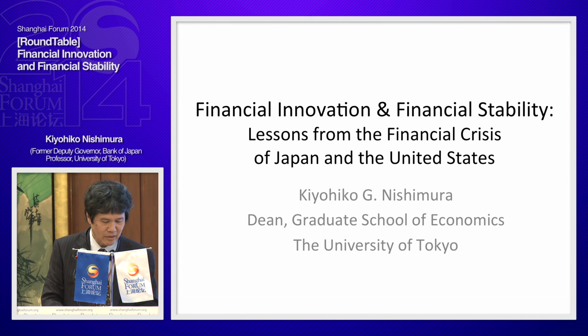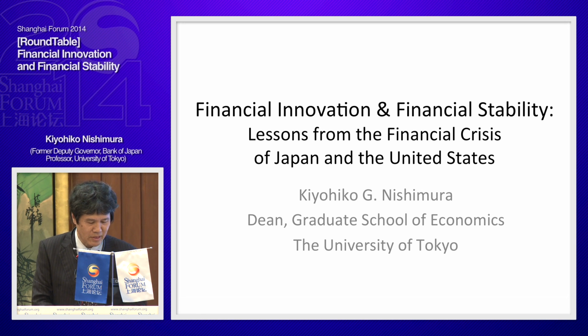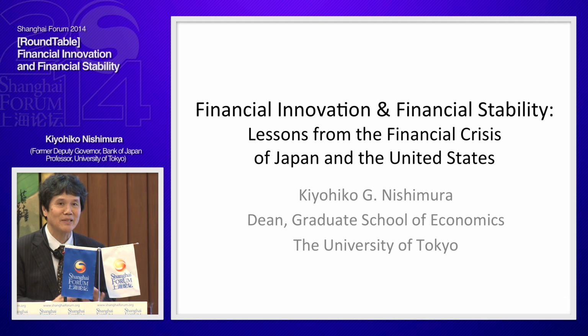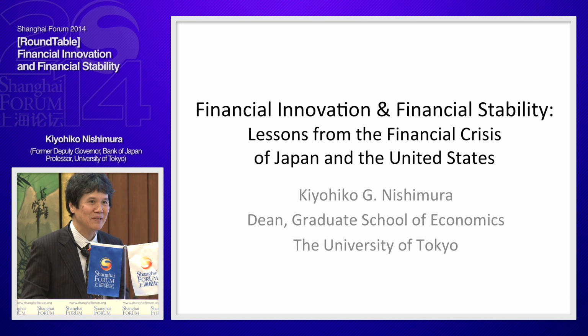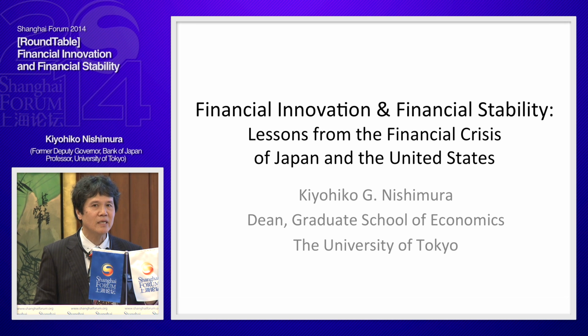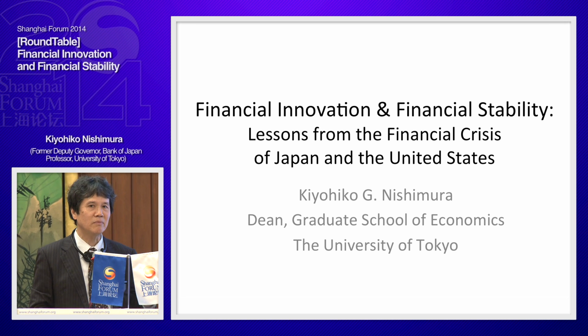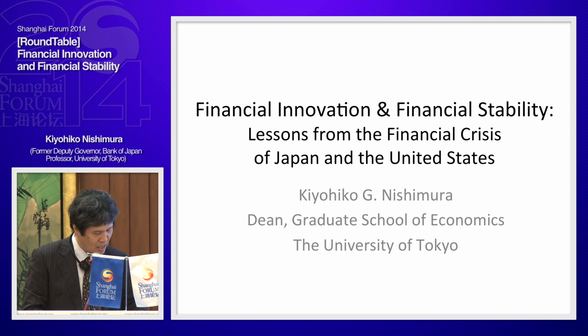In this presentation, I would like to present how so-called financial innovation brought about the financial imbalances that led to the subsequent financial crisis in Japan in the late 1980s and the United States in the 2000s. I thought this panel is about financial innovation and financial stability, so I prepared this one. So it's not related to the monetary policy per se, but in order to have a good monetary policy, you have to have financial stability in the first place.